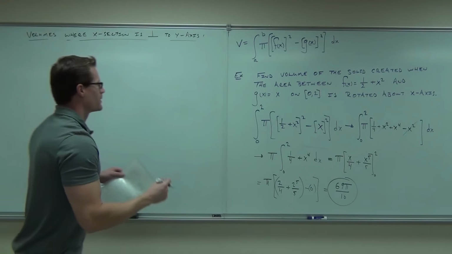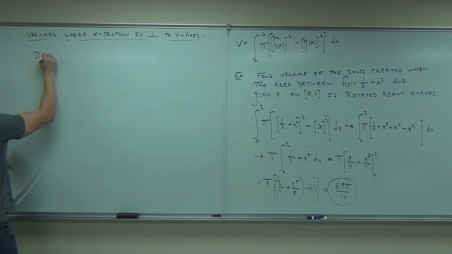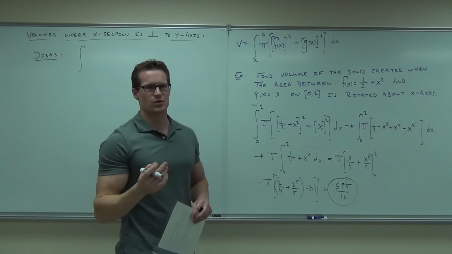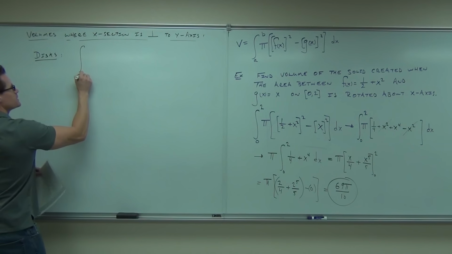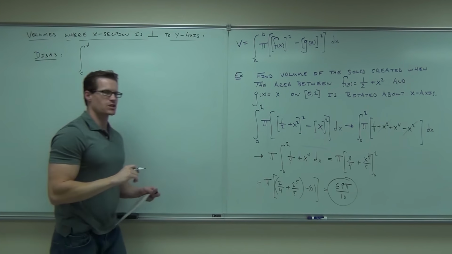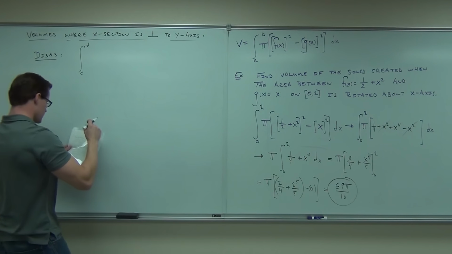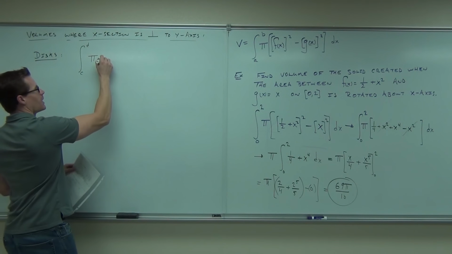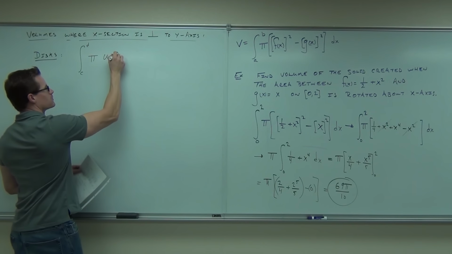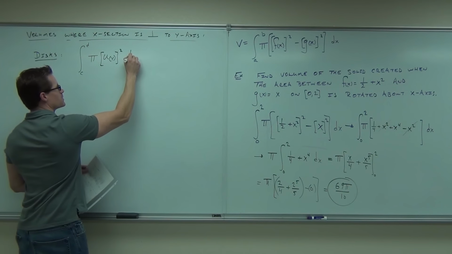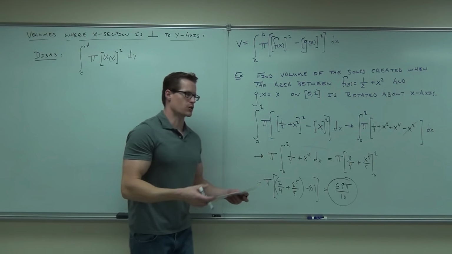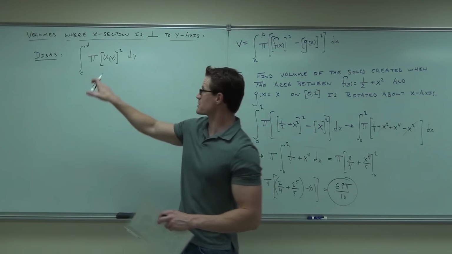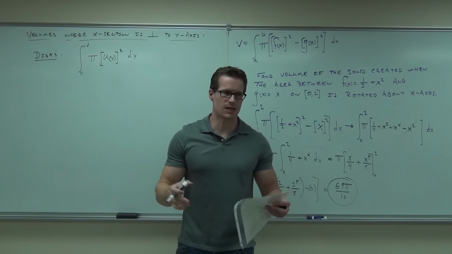Well, if we talk about the discs method, it would end up looking like this. Instead of from A to B, we usually use from C to D for the y-axis. So we go from C to D. We'd have some area function, but the area function is still going to be a circle: pi r squared dy, where u of y would be your function in terms of y, hence the y, instead of x. That's the idea for the discs.